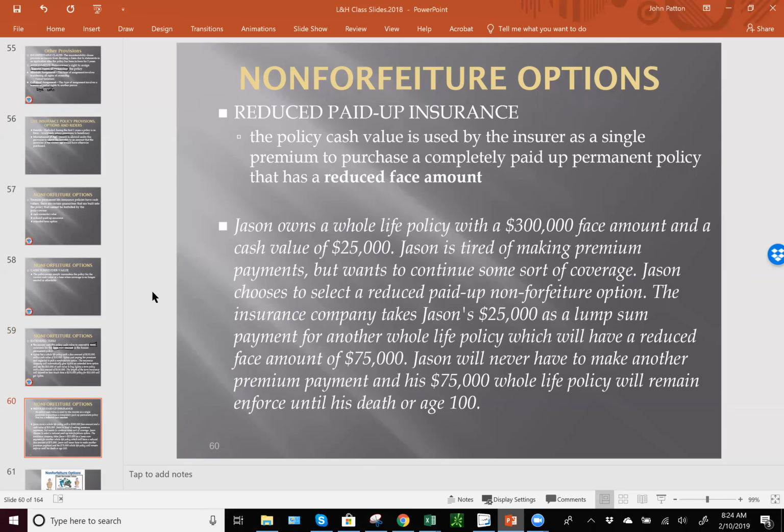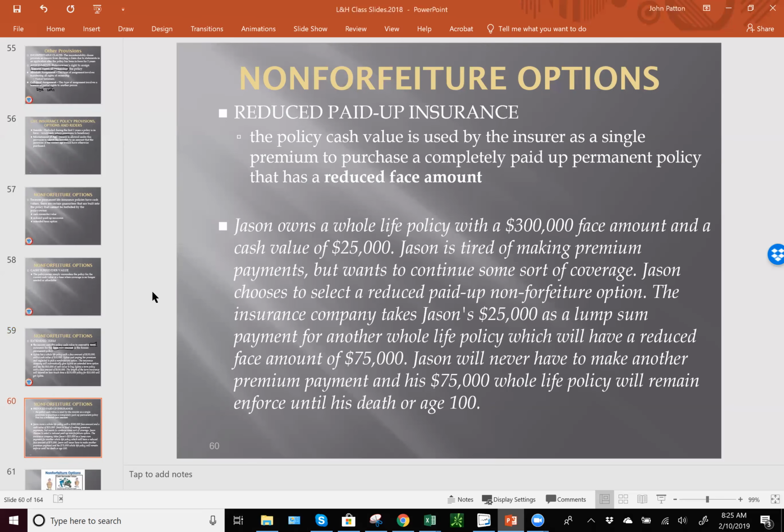Next is the reduced paid up insurance option. This is where the insurer uses the policy's cash value as a single premium to purchase a completely paid up permanent policy that has a reduced face amount. Here's your example. Jason owns a whole life policy with a $300,000 face amount and cash value of $25,000. Jason is tired of making premium payments but wants to continue some sort of coverage. Jason chooses to select a reduced paid up non-forfeiture option.